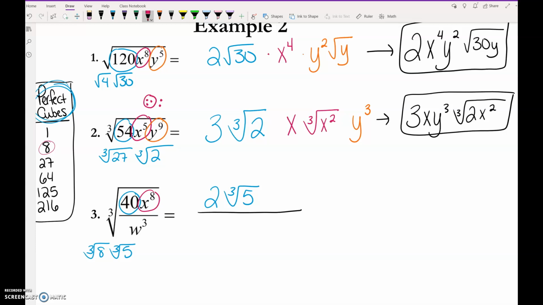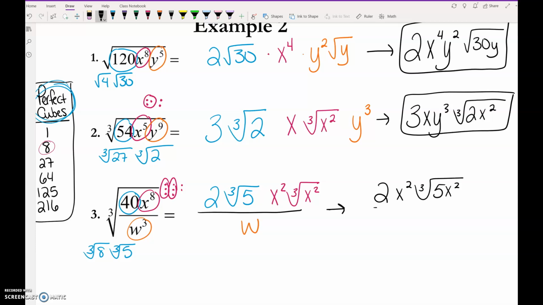For x to the 8th, 1, 2, 3, 4, 5, 6, 7, 8. There's 2 full groups, so that's x squared. And then we still have 2 left under the radical. The cube root of w to the 3rd is simply w. To make our answer look pretty, it should be 2x squared times the 3rd root of 5x squared over w.